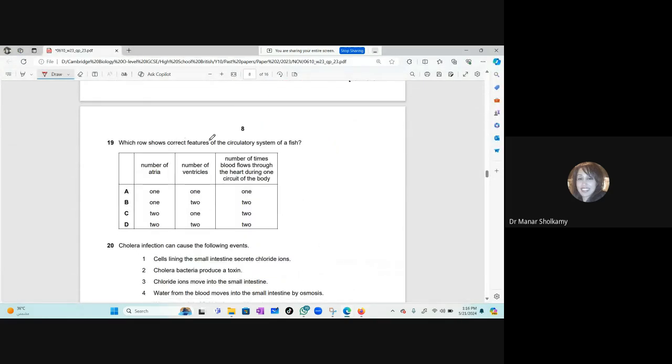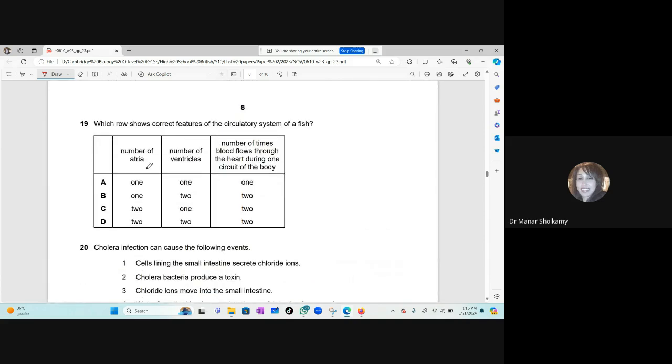Which row shows correct features of the circulatory system of a fish? The number of atria, 1. Number of ventricles, 1. Number of times blood flows through the body, 1. So 1, 1, 1, A. Yeah, it's A. It's very obvious. Okay. Now 20.